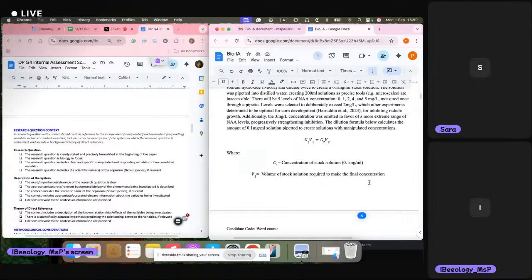One table is about the manipulated variable. Who, what, when, where, how. Like, what is it, why did you use it, and how did you make the concentration. This is the formula, and this is how I got it. It doesn't need to be this many words.